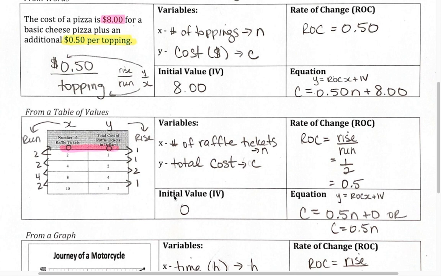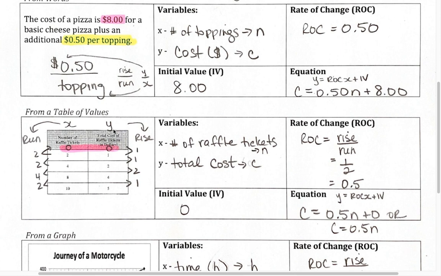Okay. Next, I'm going to look for my initial value. Now, in this table of values, if you look, it starts at 2, and then it goes 2, 4, 8, 10. And then it goes 1, 2, 4, 5. So actually, I'm going to look at my rate of change first. So I'm going to calculate my rate of change. Anytime I find the rate of change from my table of values, I always write down my formula first. Rate of change is equal to rise over run.